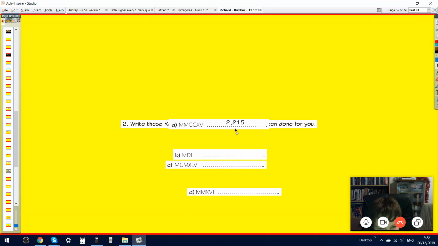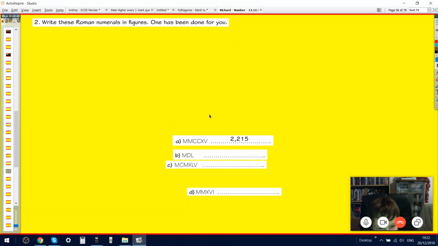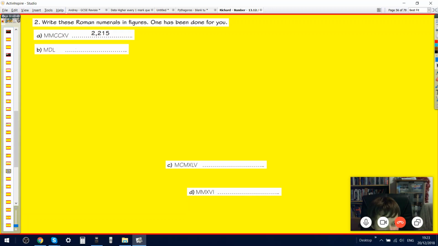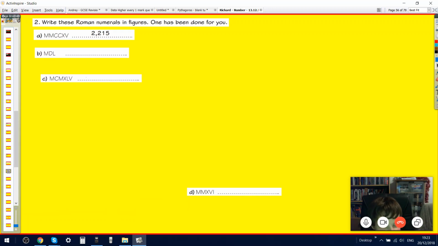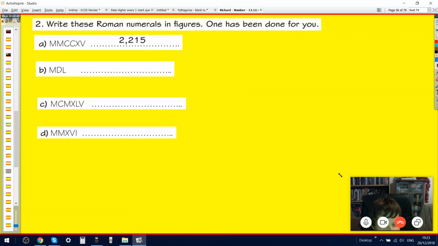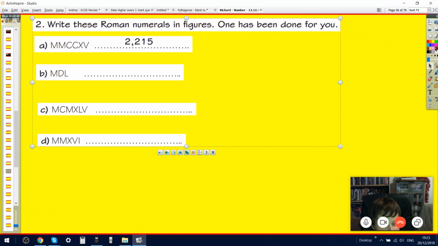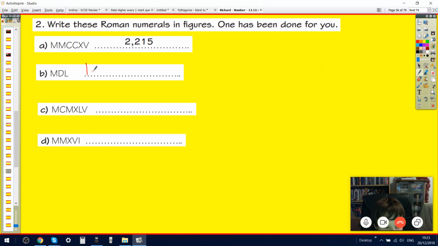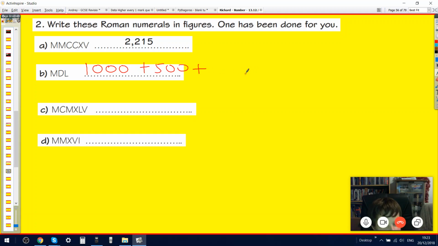Let's see this one. Write these Roman numerals in figures. Let's just do question B. So the first one is a letter M, and that means 1,000. And the D, I learned earlier that the D means 500. And the L is 50. And what do you get? And we get 1,550. Well done.